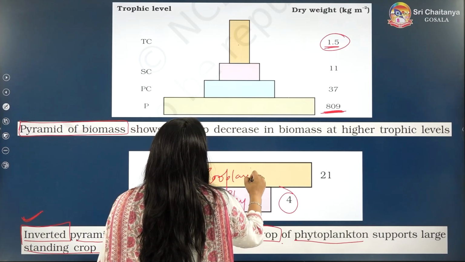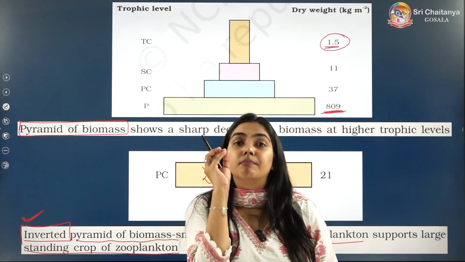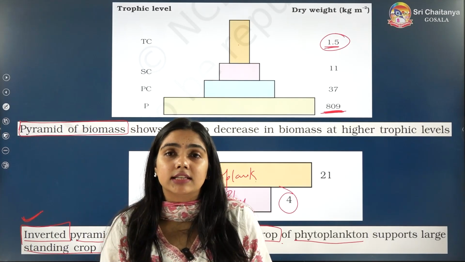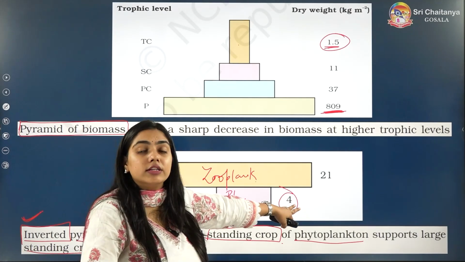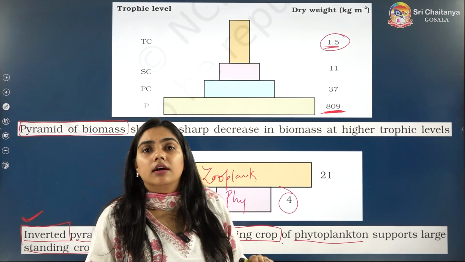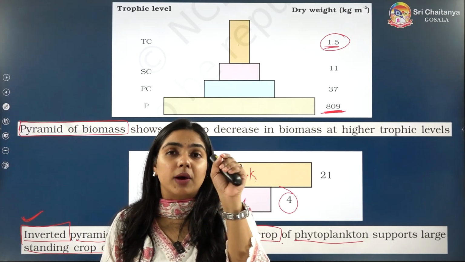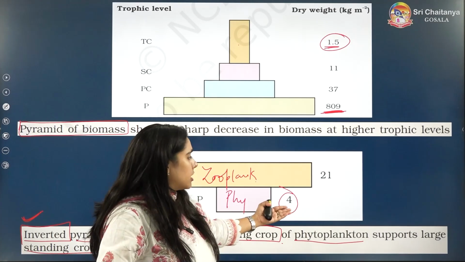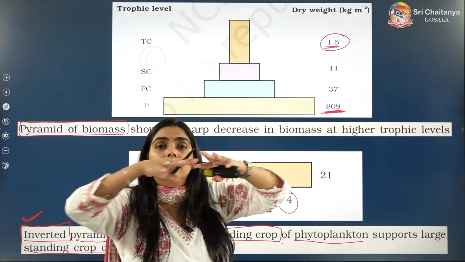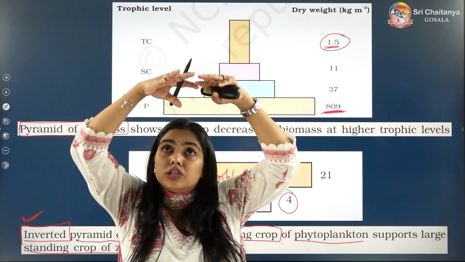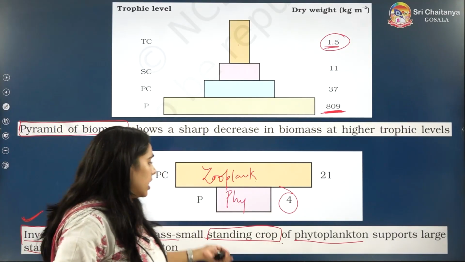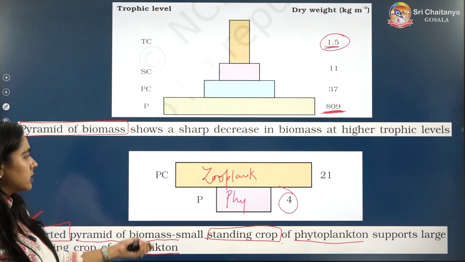See, first of all, phytoplanktons are very, very minute organisms. When they are very small, their biomass will also be very less. So that is why 4 is not the number. Sorry, 4 is not the number, 4 is the dry weight. 4 kilograms per meter square. Okay, that is the dry weight. That is the biomass. Here, the zooplanktons, if you see, they are more. Then maybe the fishes will be even more. So you will get an inverted pyramid. Okay, this is the inverted pyramid of biomass, you can see.